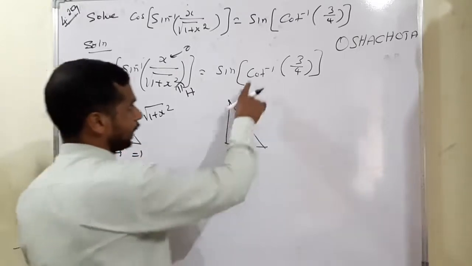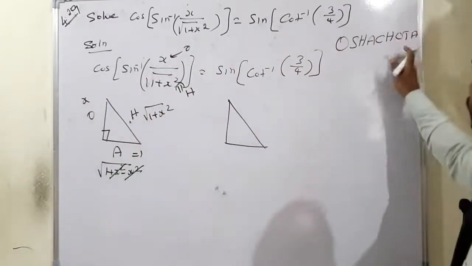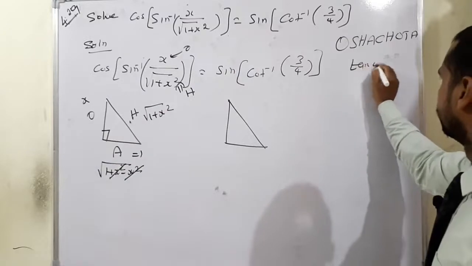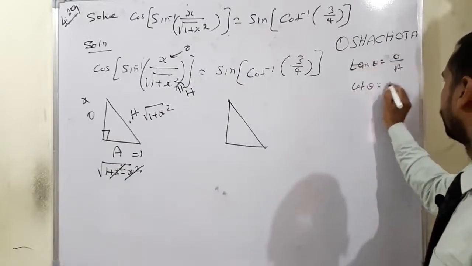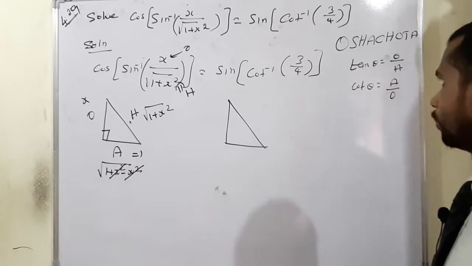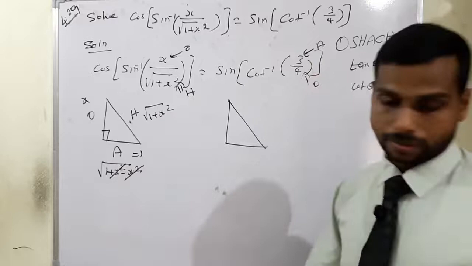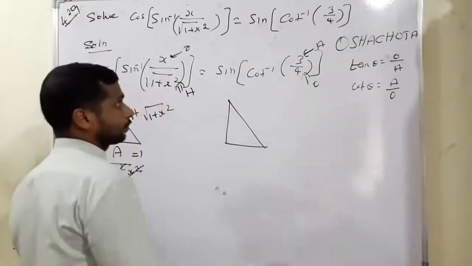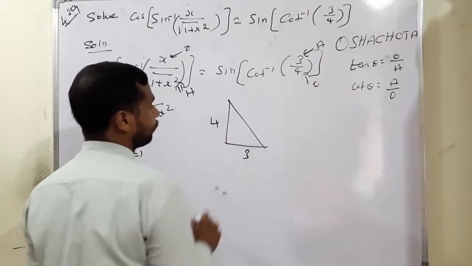Moving to the second term, cot inverse, isn't it? Cot inverse means reciprocal of tan. What is the meaning of tan theta? Tan theta is equal to opposite divided by adjacent. Therefore, cot theta means adjacent divided by opposite. Look there, the adjacent value will be 3 and the opposite value will be 4.